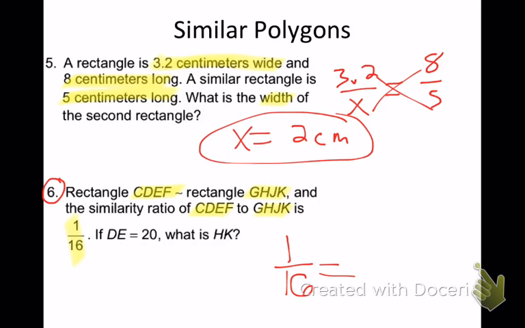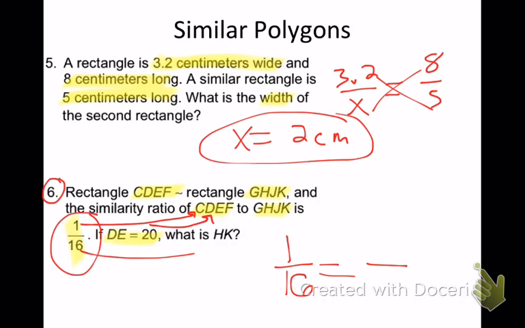I have another number here. It's DE equals 20. Now DE equals 20. Will that be in the numerator or denominator? I heard both answers here. It could be either one. Could it though? What's DE representing here? It's representing the first rectangle, right? Okay, so which one of these is representing the first rectangle? 1 or 16?